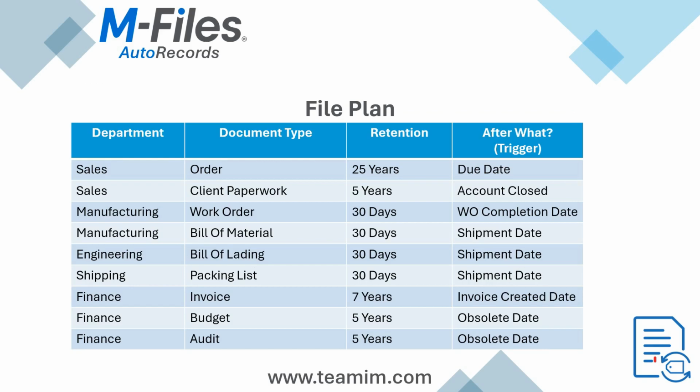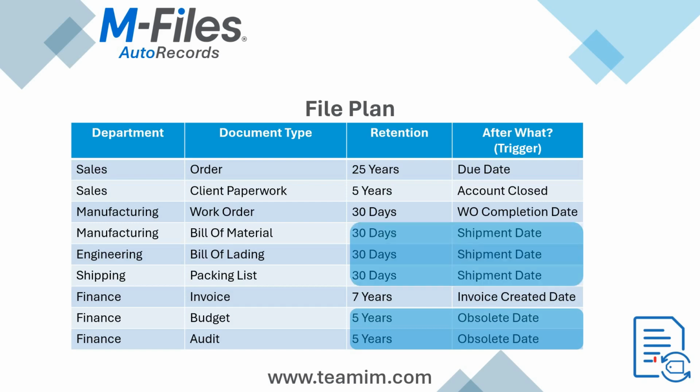As we build out the file plan, we'll quickly realize that even though there may be hundreds of rows that specify different types of documents for various departments, some common patterns or categories of retention start to appear. In our simple example, we can see how the budget and audit are both using the same retention category of 5 years after the obsolete date. In this case, both documents belong to the finance department. But we can also see examples of documents from manufacturing, engineering, and shipping sharing the same retention category of 30 days after shipment. In real implementation, it's common to have far more policies than retention categories.